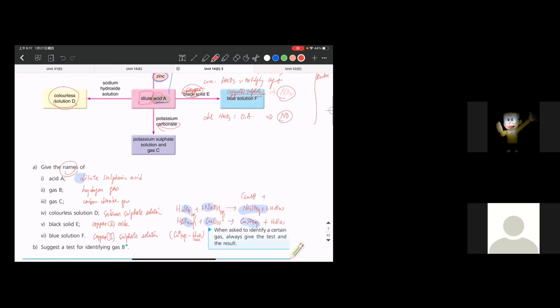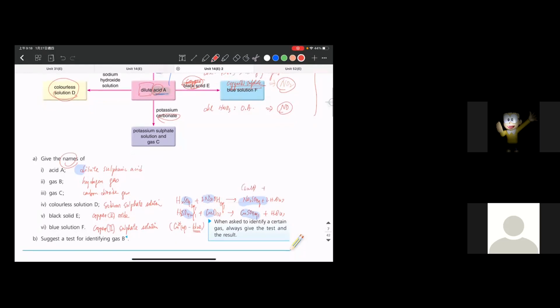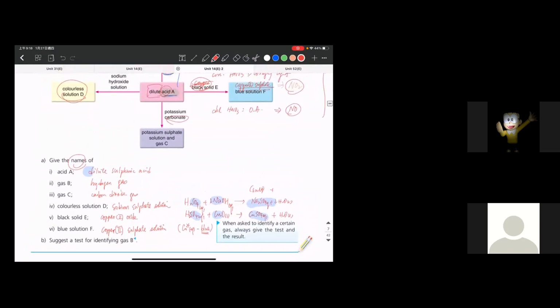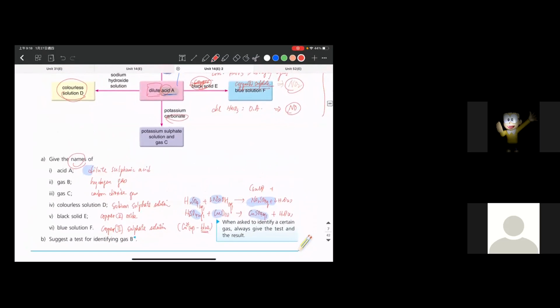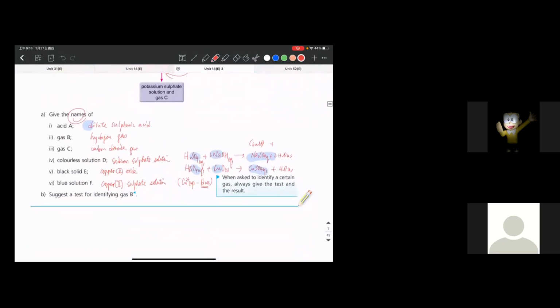Metal with dilute acid, except dilute nitric acid. What we just referred to is dilute HCl and dilute H2SO4. Second is metal carbonate or metal hydrogen carbonate with dilute acid. Third, oxide and hydroxide react with dilute acid to form salts and water. The final one, we call it neutralization.